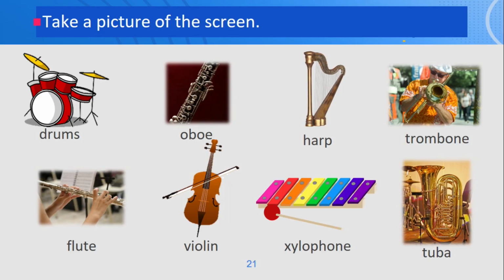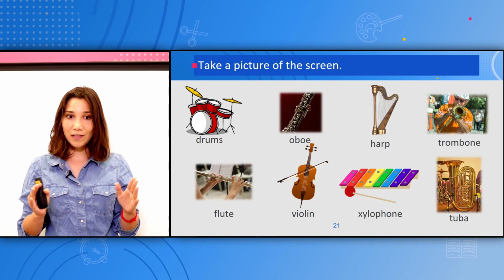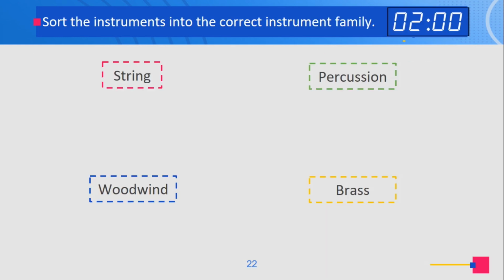All right, so go ahead and take a picture of this screen. These are all of the instruments we talked about, or some of the instruments we talked about. We have drums, oboe, harp, trombone, flute, violin, xylophone, and tuba. So take a picture of this screen because you will need it for our next activity.